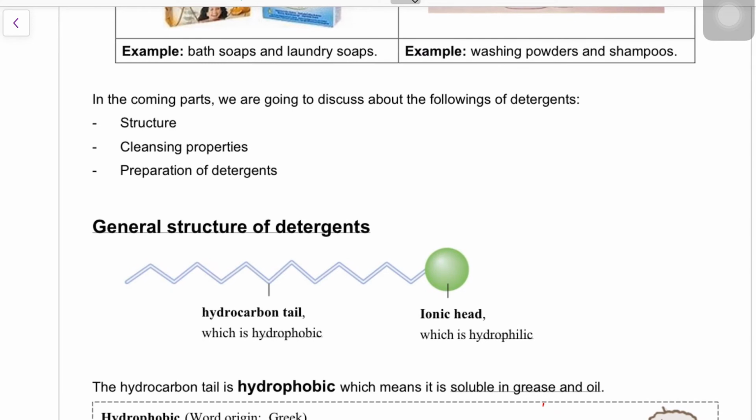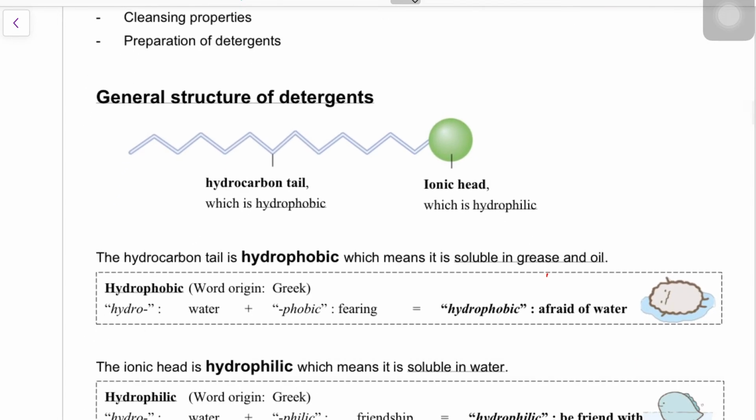So we try to study the detergent in three aspects. The first one is what it looks like, the structure, and how it cleans. Now first, this is the structure of all kinds of detergent. First, it has a hydrocarbon tail. Sometimes in some textbooks we call it a non-polar tail. Some textbooks will use this name, that doesn't matter.